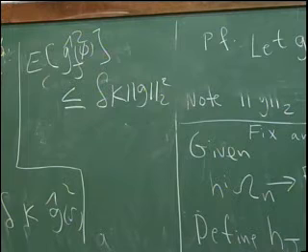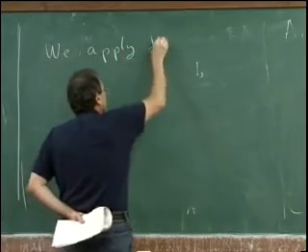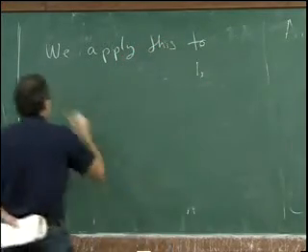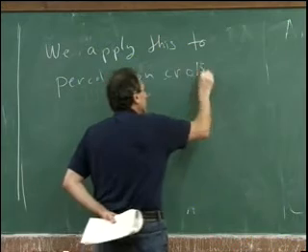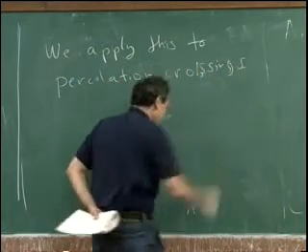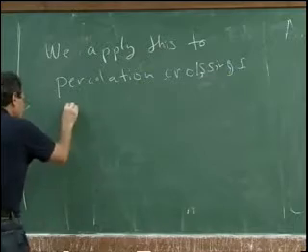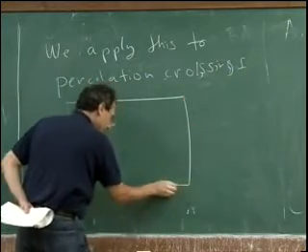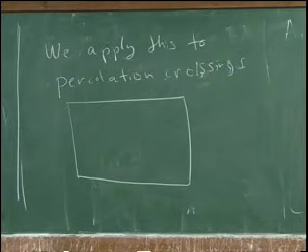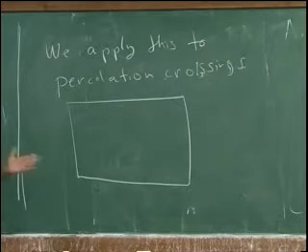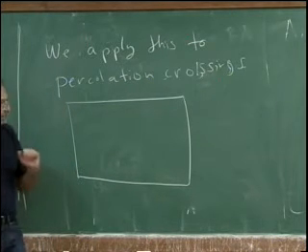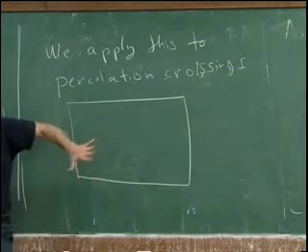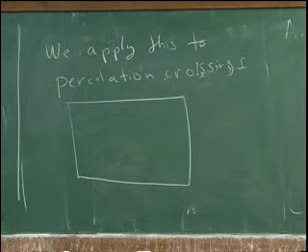Now we want to apply this to percolation crossings. What we would like to know is, for the event of percolation crossings, what is the revealment? Can we find good algorithms to determine whether percolation occurs which have small revealment? And how small can we make it?